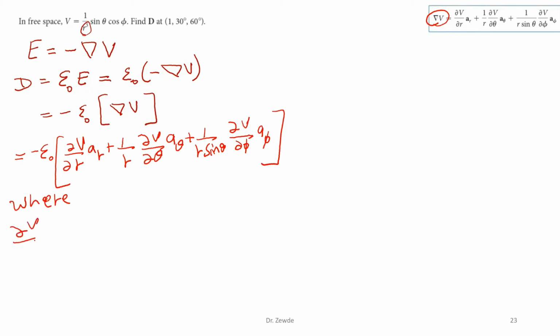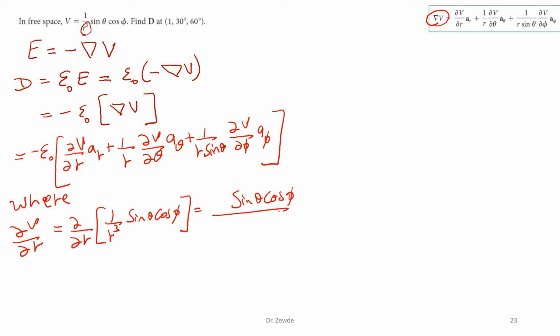The partial of V with respect to R. V is given, so the partial with respect to R of this function, 1 over R cubed sine theta cos phi. Well, sine theta and cos phi are constant, so you can take them outside. So you still have sine theta cos phi. And the partial of R to the minus 3 gives R to the minus 4, with a factor of minus 3.